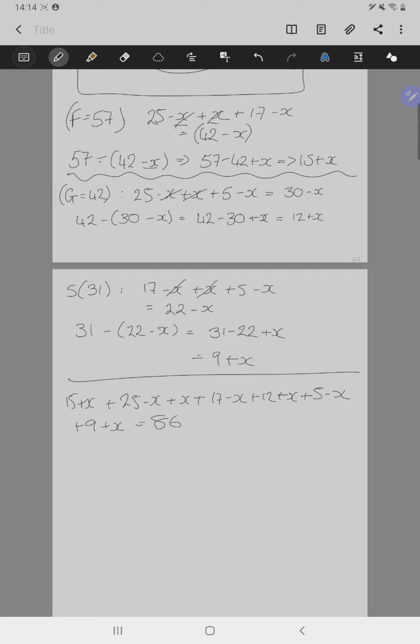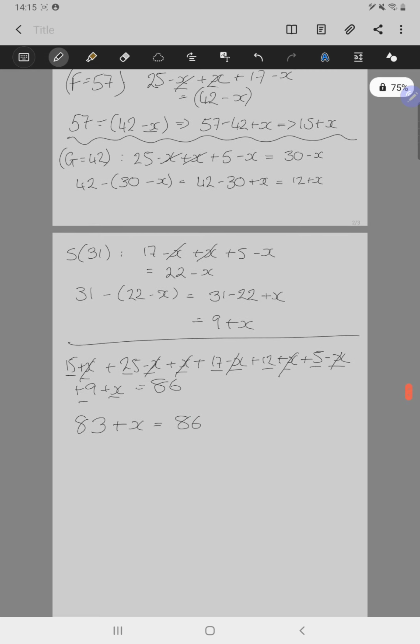So standard algebra, add up your numbers, add up your x's. So we have 15, 25, 17, 12, 5 and 9. That will bring you to 83. And then we have a plus x minus x, so they will cancel. A plus x minus x, they will cancel. A plus x minus x, they will cancel. And a plus x. So I have 83 plus x is equal to 86.